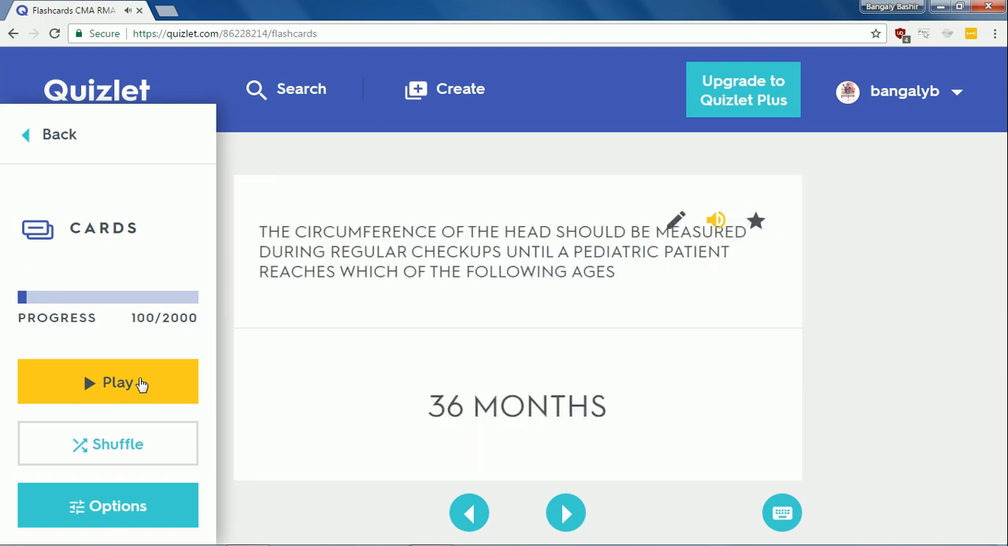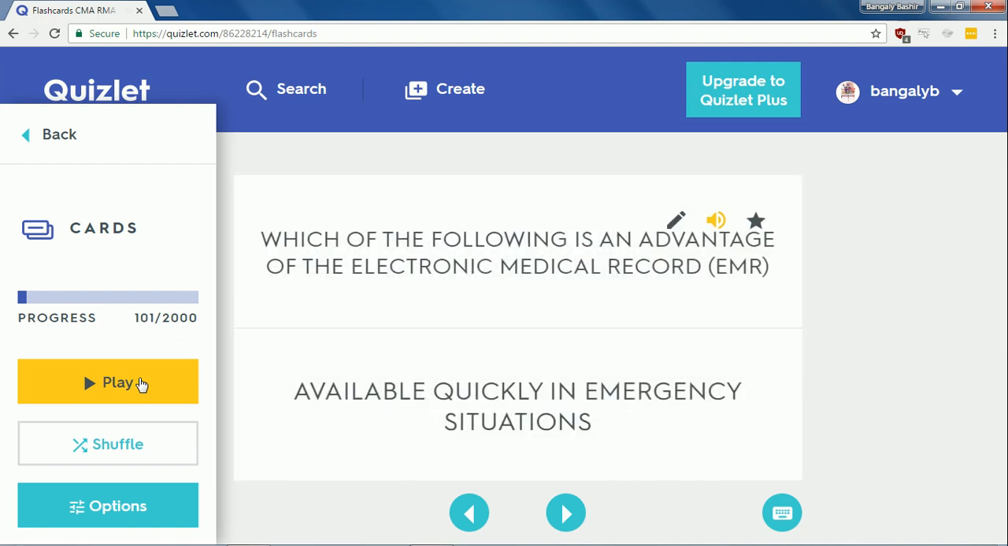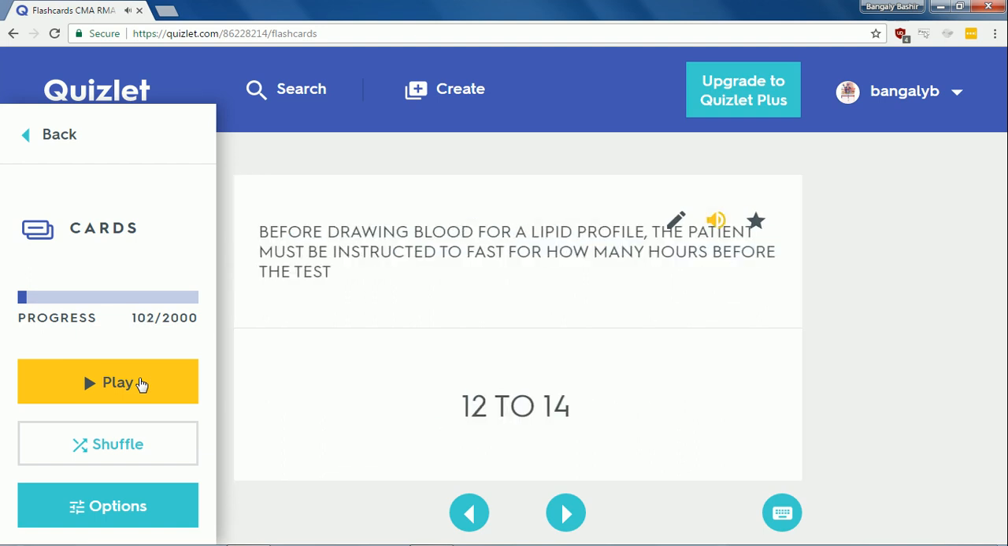The circumference of the head should be measured during regular checkups until a pediatric patient reaches which of the following ages? 36 months. Which of the following is an advantage of the electronic medical record? Available quickly in emergency situations. Before drawing blood for a lipid profile, the patient must be instructed to fast for how many hours before the test? 12 to 14.